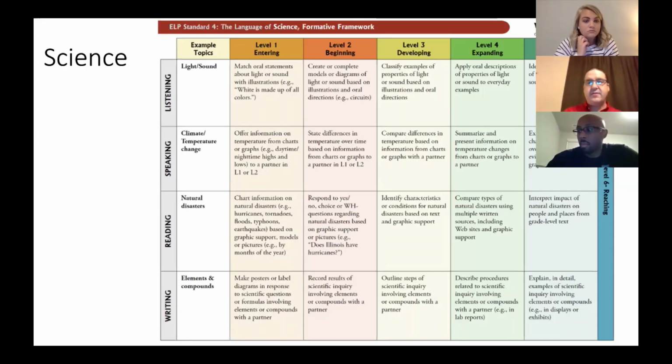Okay, so the last subject is social studies. So again, we've got 4 areas: listening, speaking, reading, and writing. And this is, again, grades 6 through 8. So we've got the 4 sections: maps, civil wars, economic trends, and ancient medieval civilization.